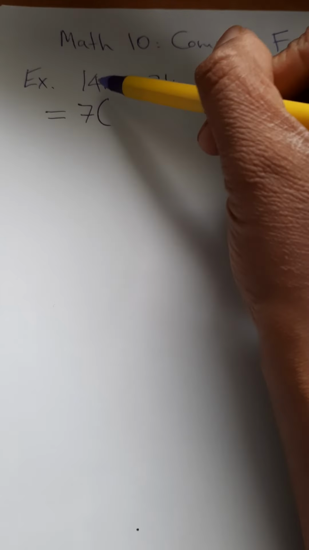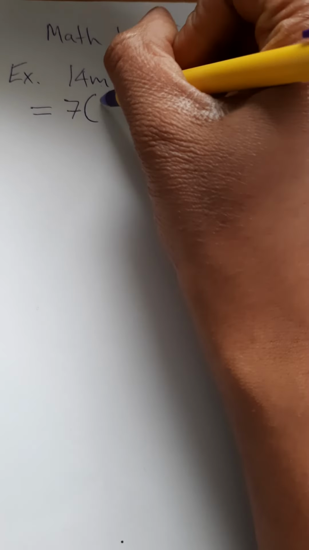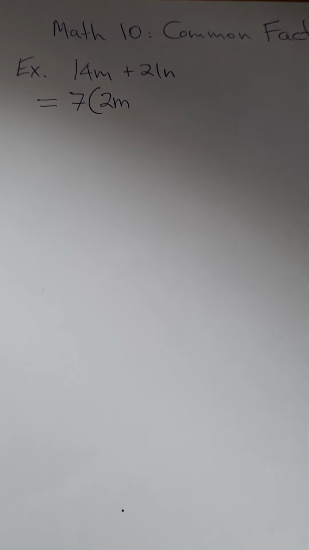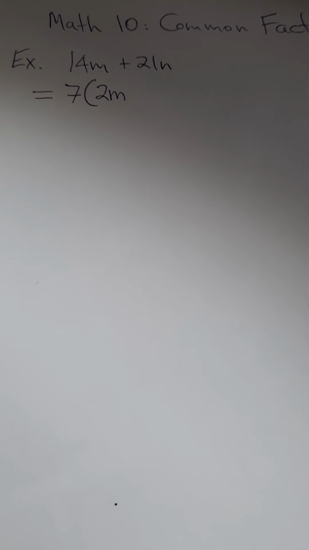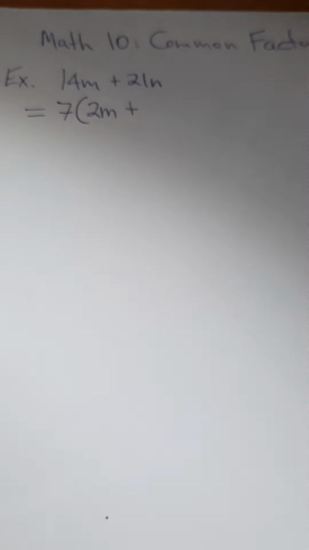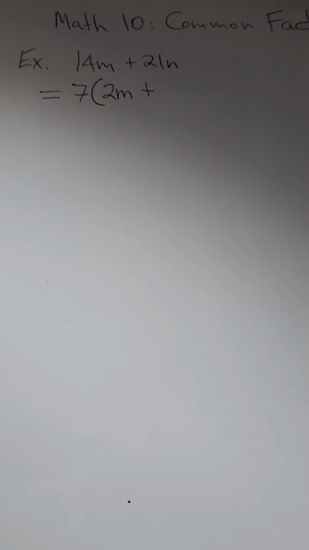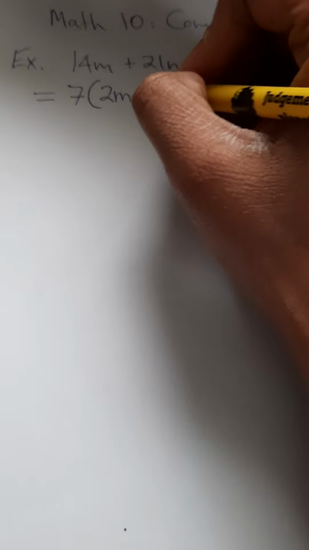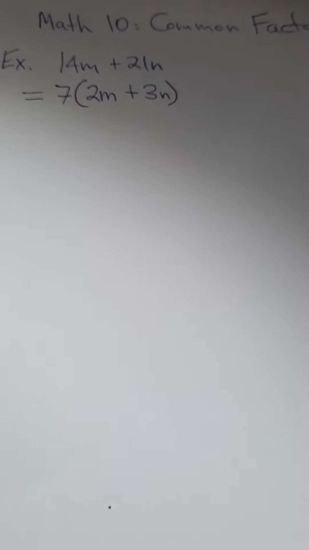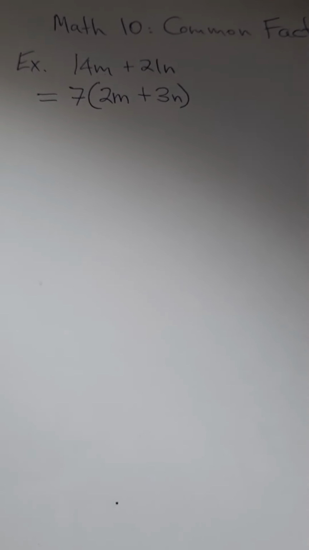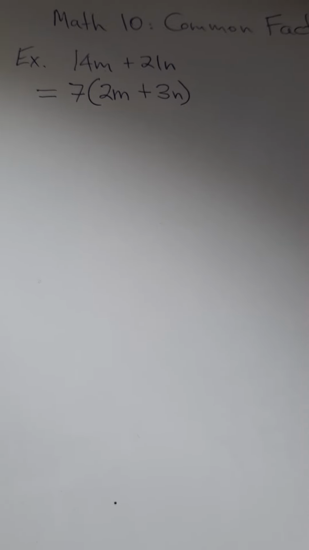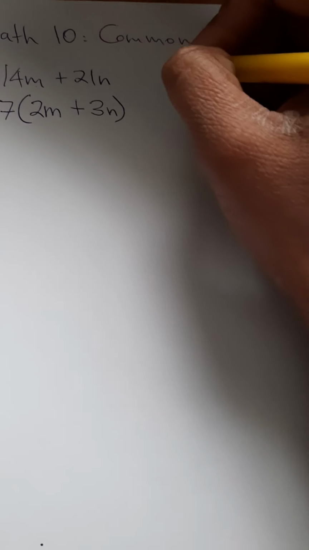Then you're going to do 14 divided by 7, which is 2, and the m is still there because I did not take it outside the bracket. Does everyone see that? Plus, we're going to do 21 divided by 7, which is equal to 3, and I'm left with the n as well, because I didn't take the n outside the bracket. Now, say I want to actually check my answer here, and that's what we're going to do.